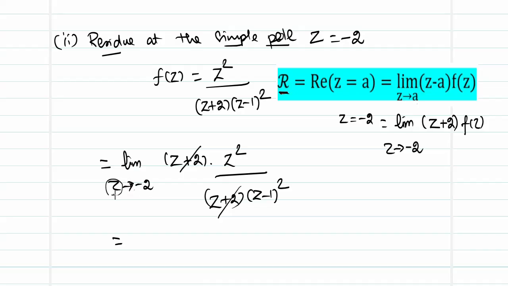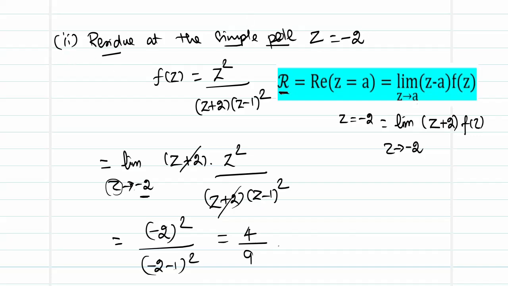Wherever I have z, I replace it with minus 2. So minus 2 the whole square divided by minus 2 minus 1 the whole square. Minus 2 the whole square, 2 square makes it 4, divided by minus 2 minus 1 is minus 3, the whole square is 9. So we have the residue as 4 by 9. So I have got the residue at the simple pole.